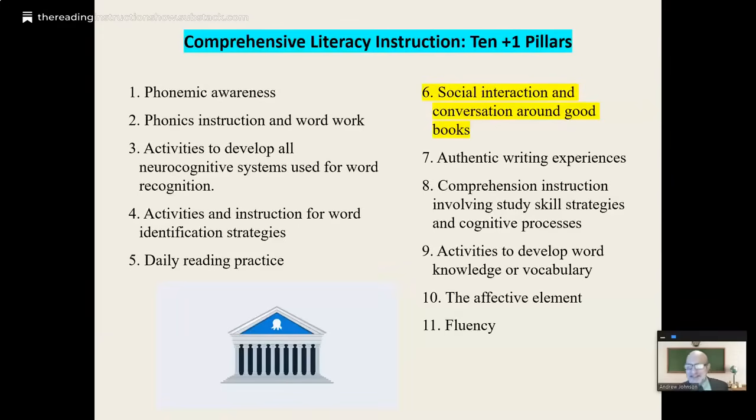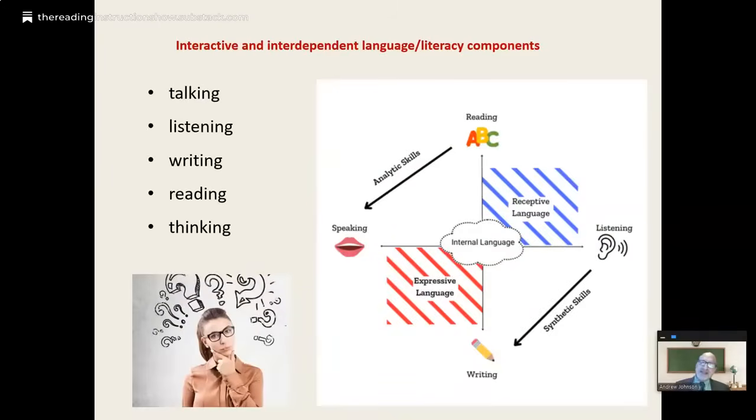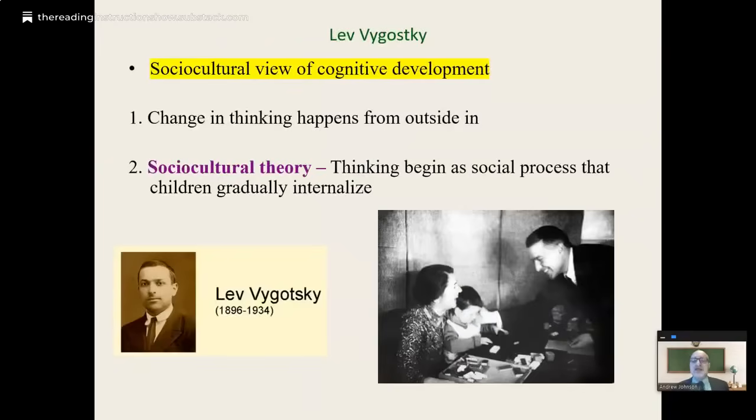Conversation, talk, yes, social interaction. These are interactive and interdependent language literacy learning components: talking, listening, writing, reading, and thinking. They interact. They enhance each other. Development in one enhances the development in the other. The reading-writing connection has been firmly established. One helps the other. The same with listening and talking and thinking. Writing is a form of thinking. Reading involves thinking, the ability to comprehend. More about that, but let's talk about Lev Vygotsky.